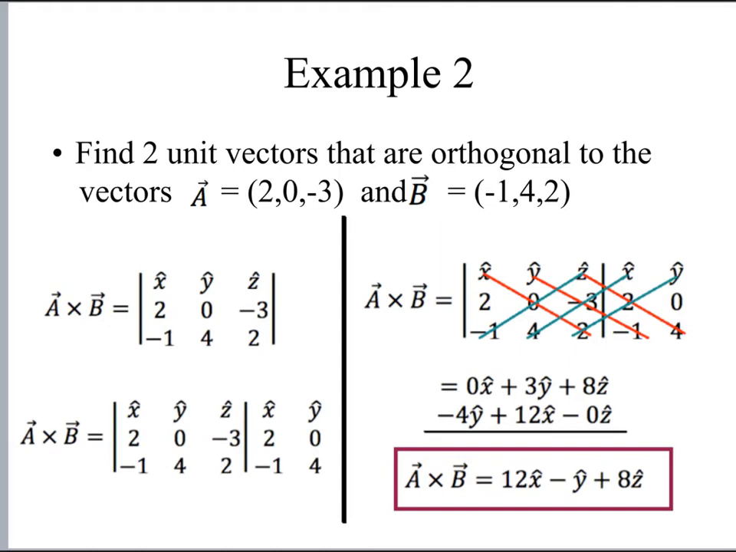And of course the x hats, I've got 0 plus 12, and that gives me 12x hat. And so my answer works out to be that A cross B is 12x hat minus y hat plus 8z hat. And that is a vector that is equal to the cross product of A cross B, but we also know that that is a vector pointing in a direction that's perpendicular to both vector A and vector B.